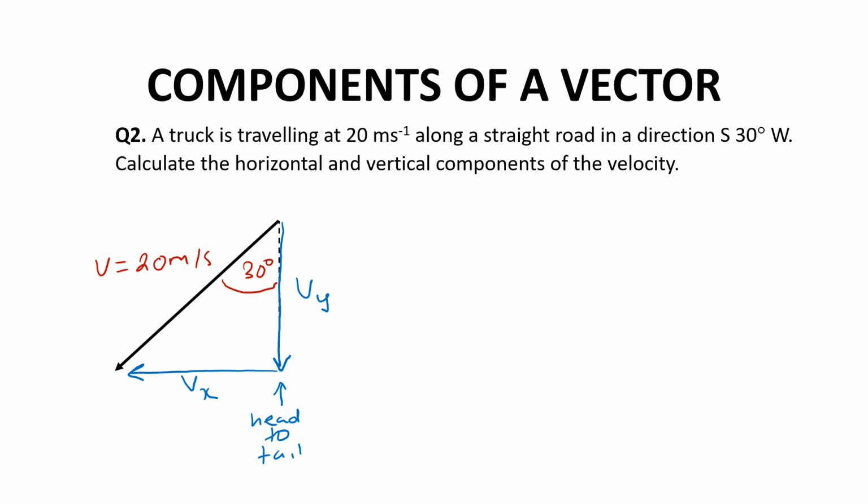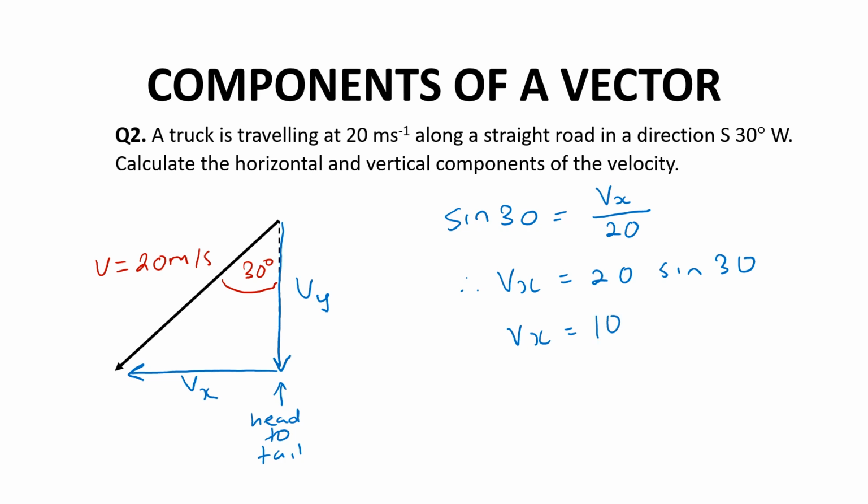So let's start with Vx. Vx is opposite to the angle, so we have to use the sine ratio. So sine 30 equals opposite, which is Vx, over hypotenuse, which equals 20, and therefore Vx equals 20 sine 30. So Vx is equal to, let's use the calculator, 20 sine 30 is equal to 10 meters per second. And from the vector diagram, we can see that Vy is downwards. So the direction is south.